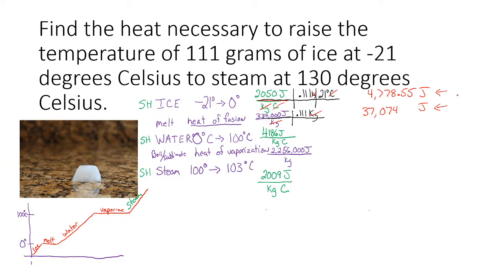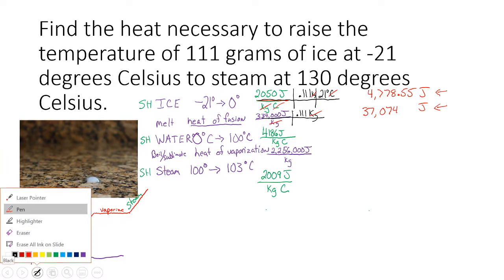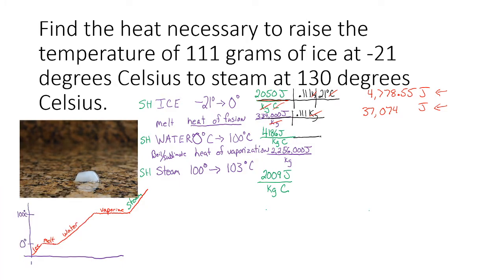It takes 10 times the amount of energy to melt the ice than it does to change the temperature of the ice. That's why come springtime, as you're driving past a pond, sometimes you'll see ice that remains on the pond for a long time, because it takes a lot of energy to change all that ice into water.